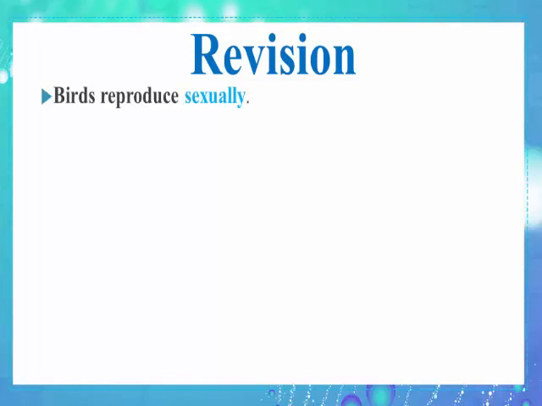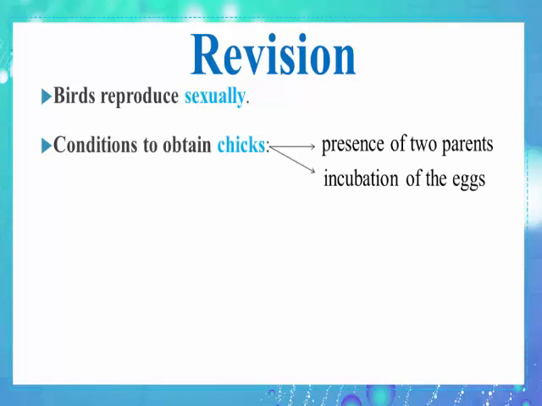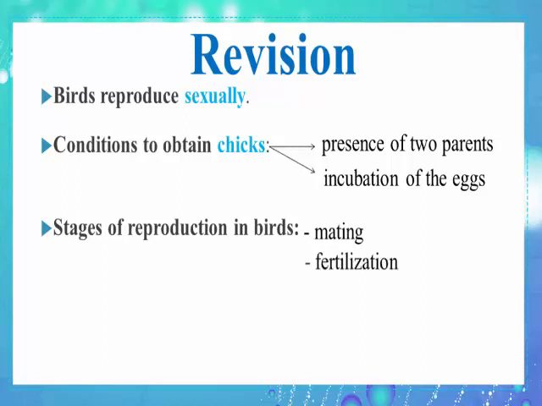As a revision, birds reproduce sexually. The conditions to obtain chicks are presence of two parents and incubation of the eggs. The stages of reproduction in birds are mating, fertilization, laying, incubation, and hatching.